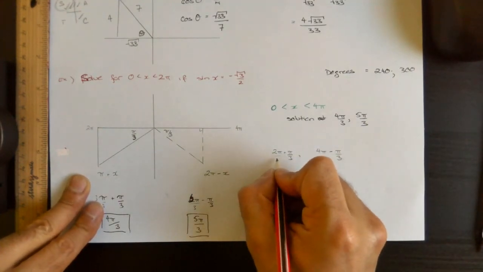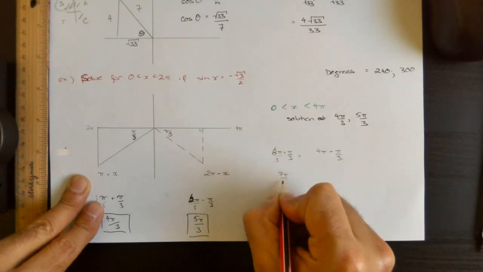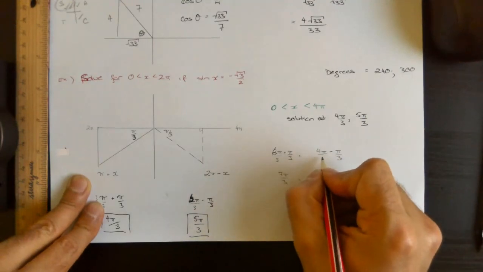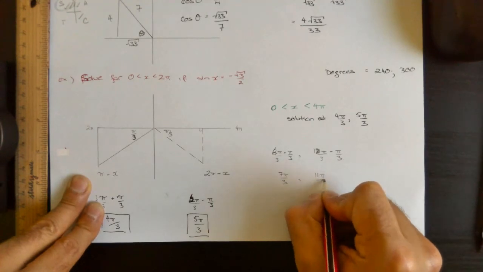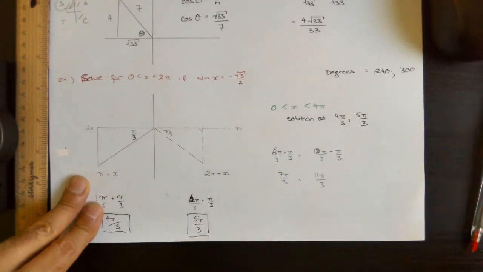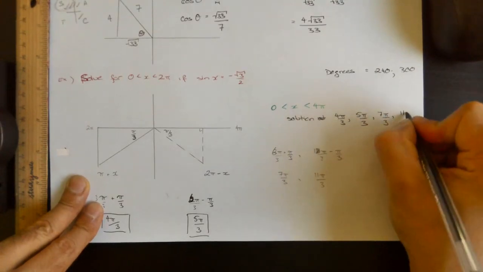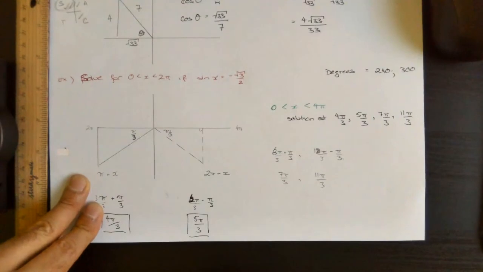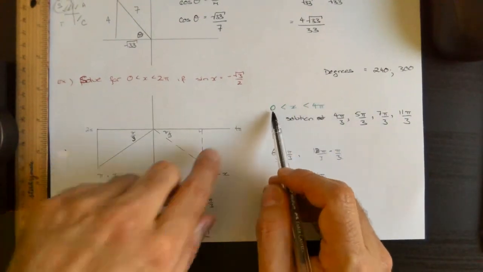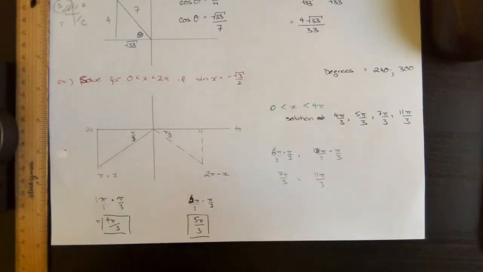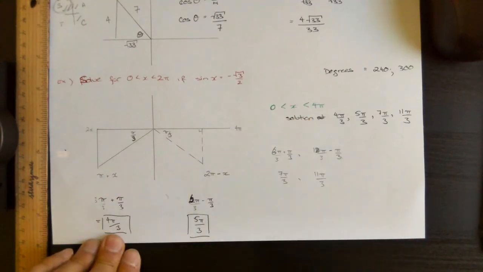So we're going to get 7 pi on 3 and 11 pi on 3. Okay, and so that's the solution for if I had a range between 0 and 4 pi. So be careful with those. Obviously, if we're going backwards, you can have negative ones as well.